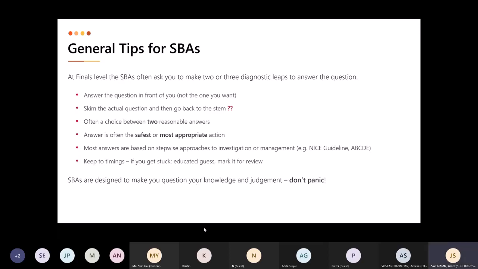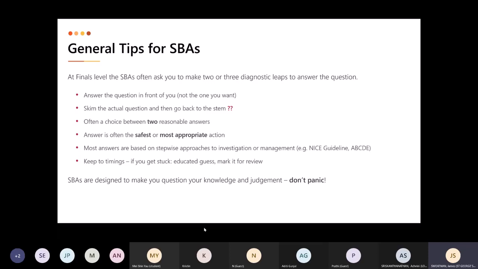So just thought I'd throw in some general tips for SBAs. Obviously you know most of these things, but my takeaway would be that at first year level, the answer is pretty straightforward. You get asked, how does this channel work? And the answer is, you know it or you don't know it. In your second set of examinations, you're often needing to tell them what the diagnosis is or what the investigation would be for a diagnosis. So you're told, this patient's got celiac disease, what investigation would you request?